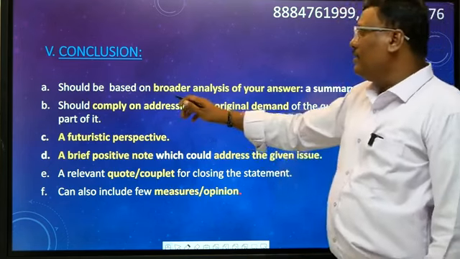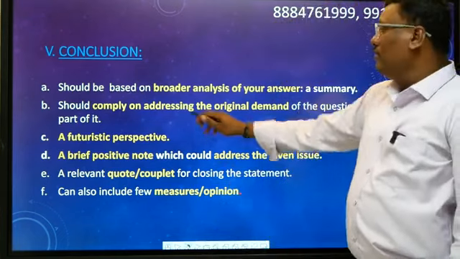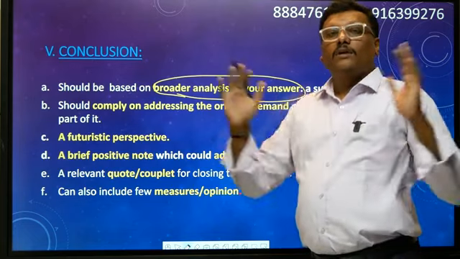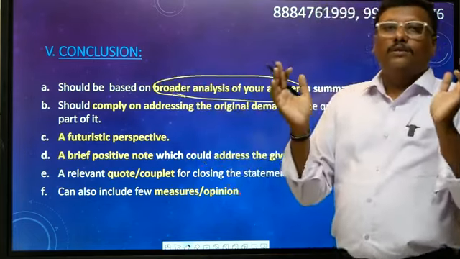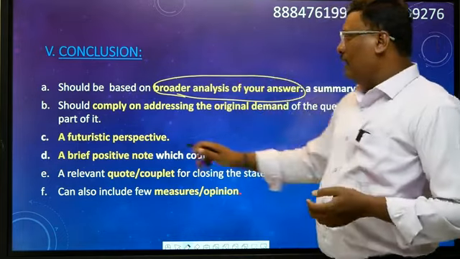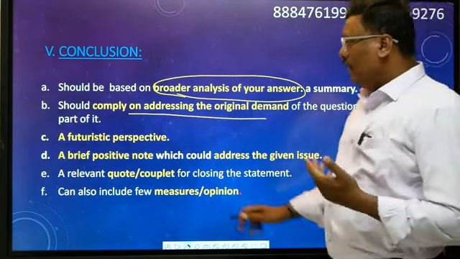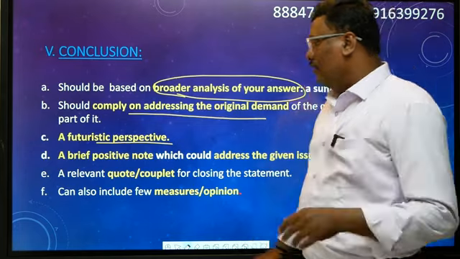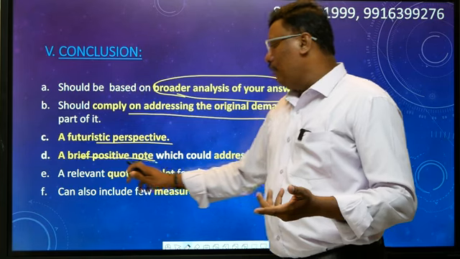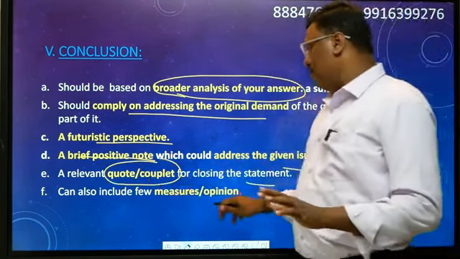Ultimately, it should be based on your broader analysis of whatever answers you have written. It should show your broader understanding of your answer, and ultimately you have shrunk the broader issue into a smaller one and provided a simple conclusion. And it should comply with addressing the original demand. It should not be away from the demand. It can be a futuristic approach, or a brief positive note which could address the given issue, or you can end with a couplet or a quote in the closing statement, or you can also include a measure or opinion.